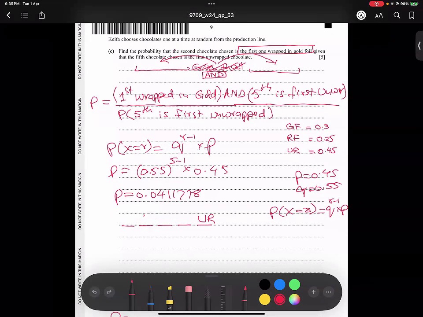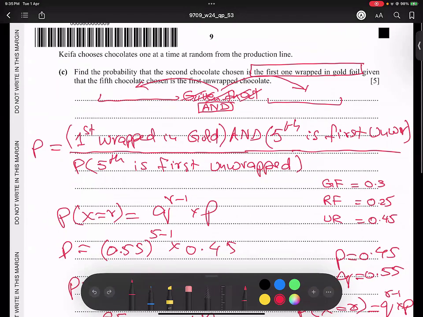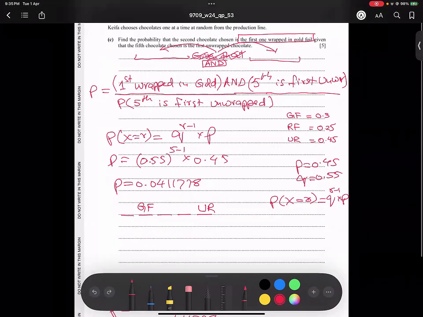So I'm writing here gold foil, gold wrapping or gold foil. He mentioned again the second chocolate. I think I should write this statement again. This is not a first, actually. This is the second chocolate chosen. The first time is coming. So for the second chocolate, the first one is a wrap. Okay, so I think the idea is clear.